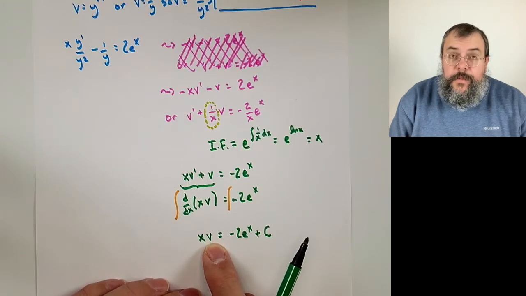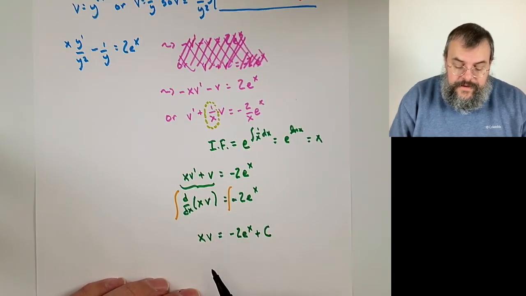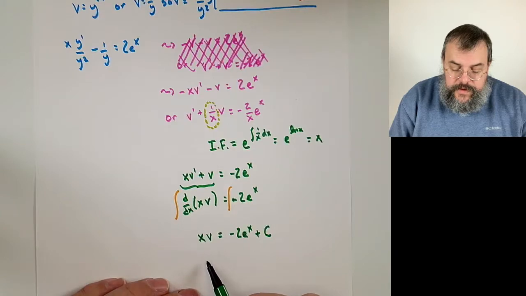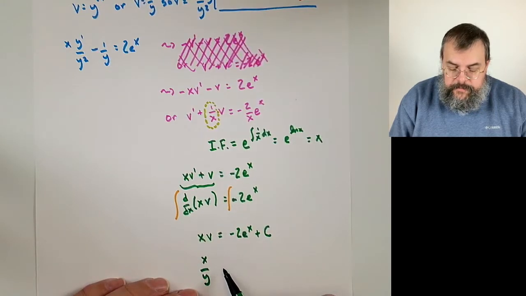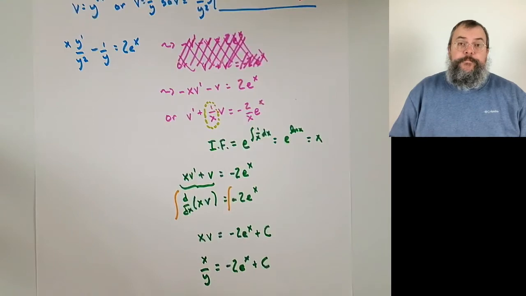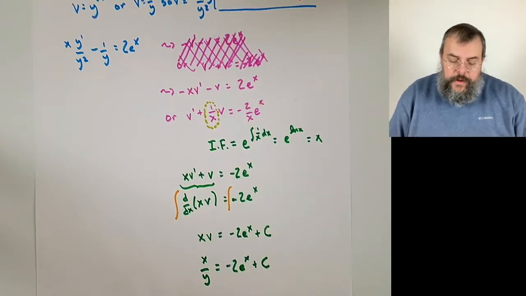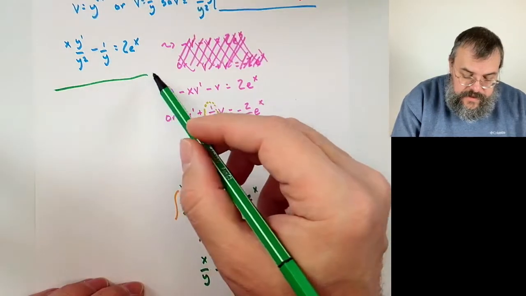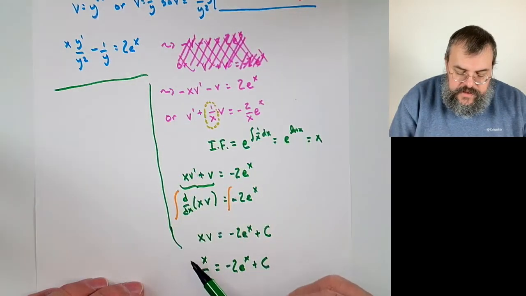V is 1 over y. So if we do our substitution back, x over y is minus 2 e to the x plus some constant c. Okay, well, we're almost there.